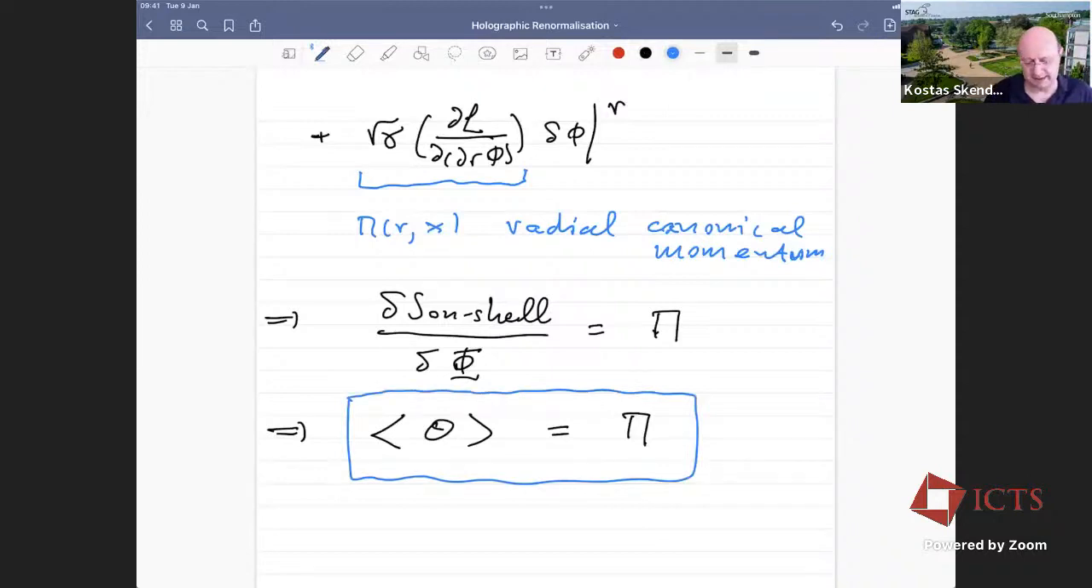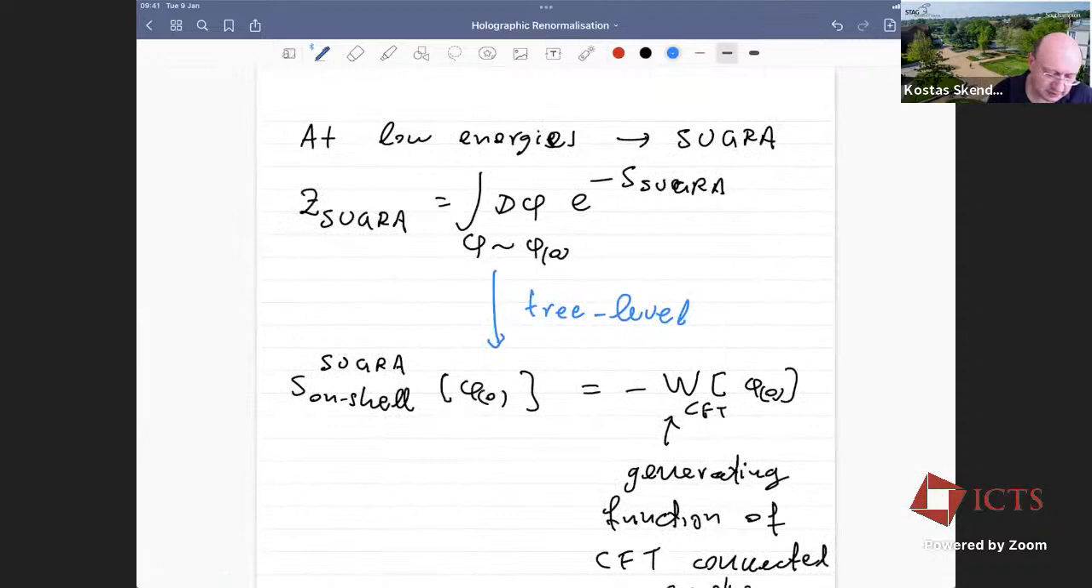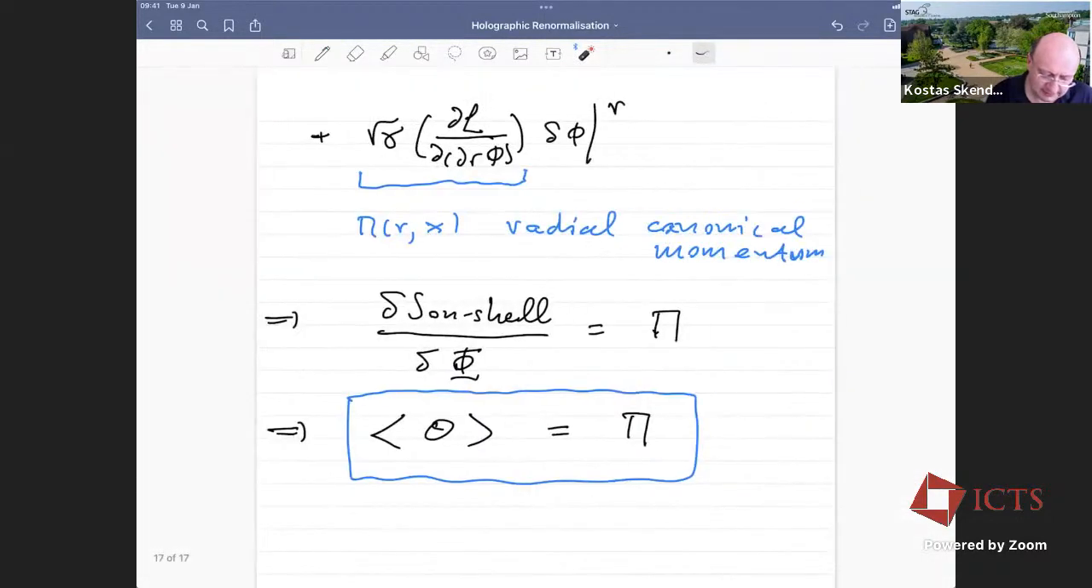Now, the trouble with this relation is that it's imprecise in one way and it's ill-defined in another. It's imprecise because on this slide, I told you that the source is the boundary condition of the field at infinity, and in this relation, I just used the entire field, not the boundary condition.